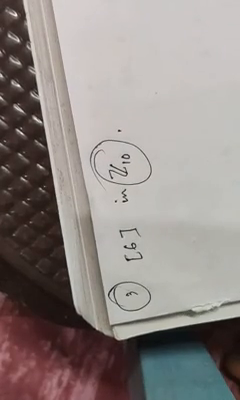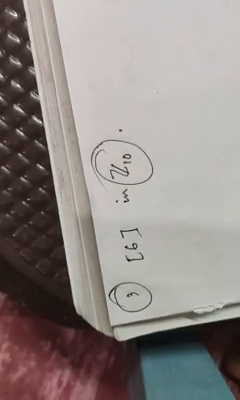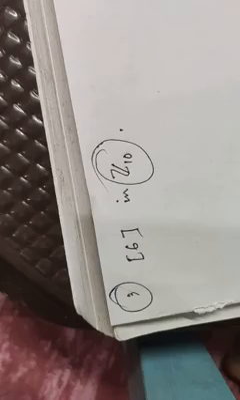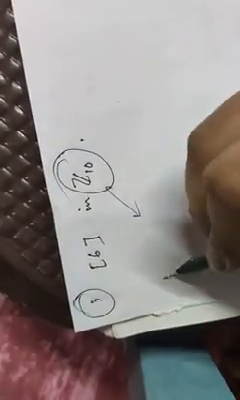Next, example number 3. Find all associates of class 6 in Z10. So at first get all the units of Z10. How to find the units of Zn? The units of Zn will be class M such that GCD of M comma N equals 1. So the units will be class M such that GCD of M comma 10 equals 1.